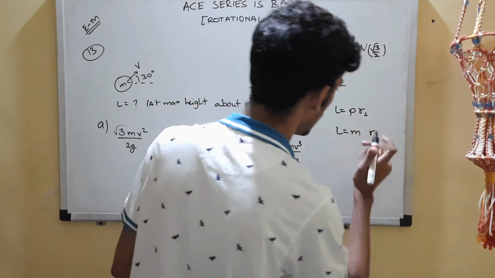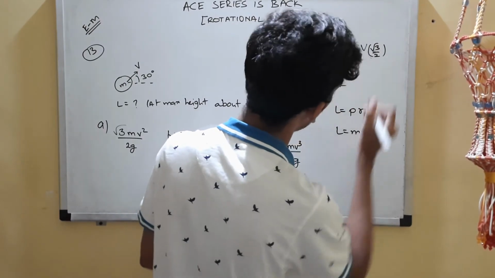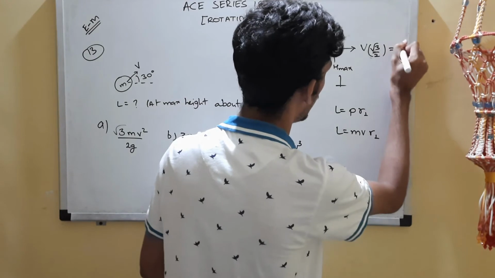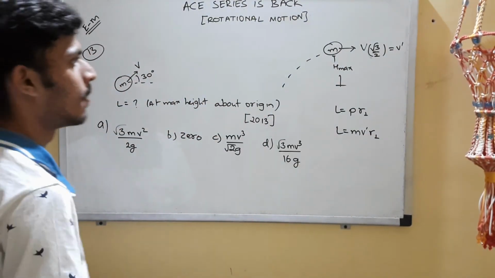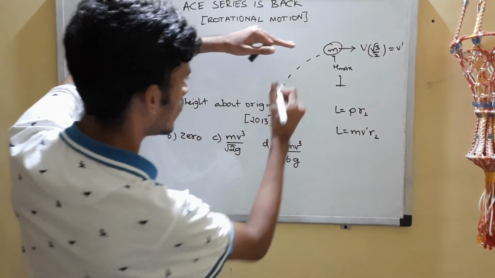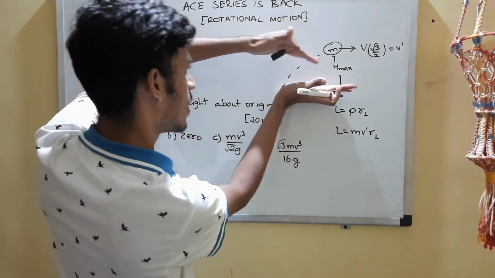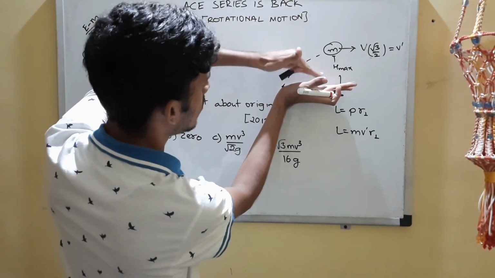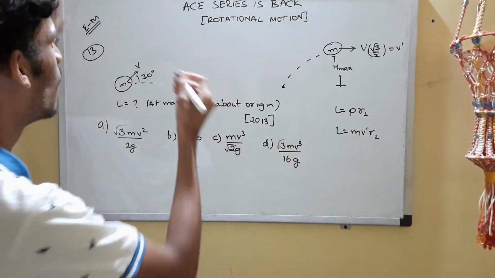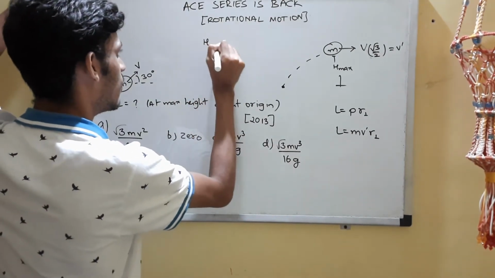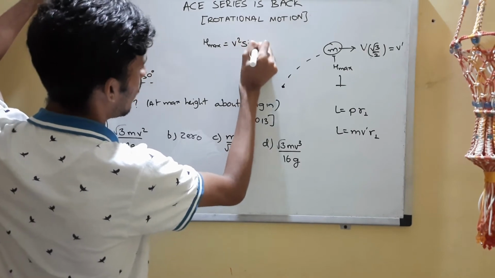M and v we already know, so we can substitute that. I can call this velocity v dash, so we'll substitute v dash. And what about the perpendicular distance? If you consider the origin as the point of projection, the perpendicular distance is nothing but the maximum height. And how is maximum height given? You know the formula: v squared sine squared theta by 2g.